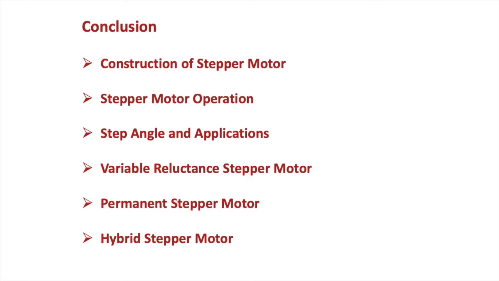So today we have studied the construction of the stepper motor, its operation, its step angle and its variety of applications, especially in the computer field. Then we have three types of stepper motor: variable reluctance stepper motor, permanent magnet stepper motor and hybrid stepper motor. Depending on the choice of the step angle, we can select the different types of stepper motor.